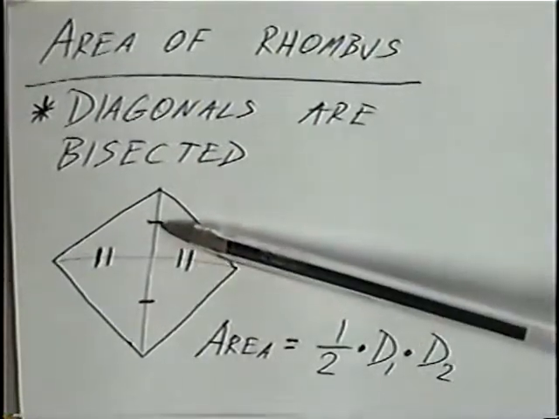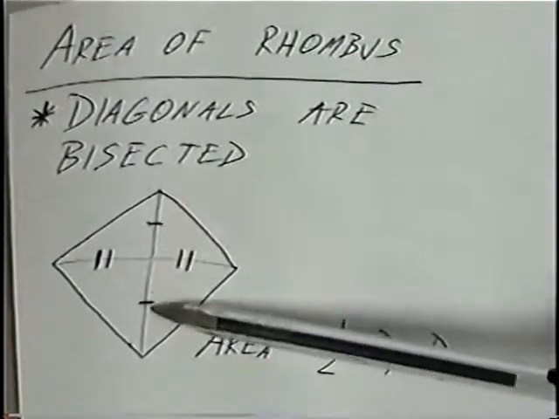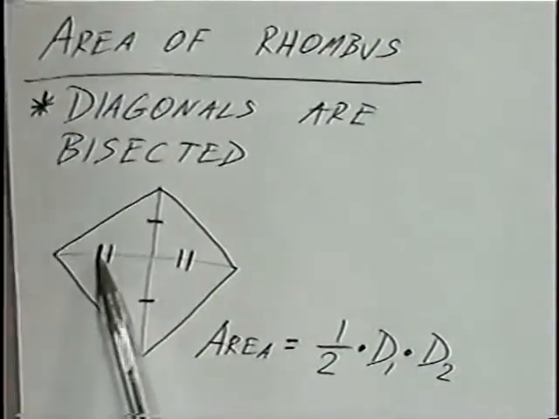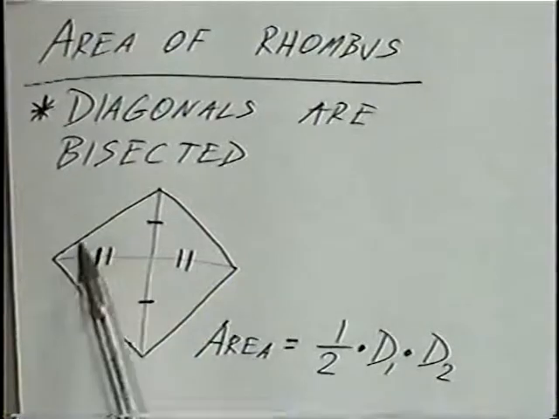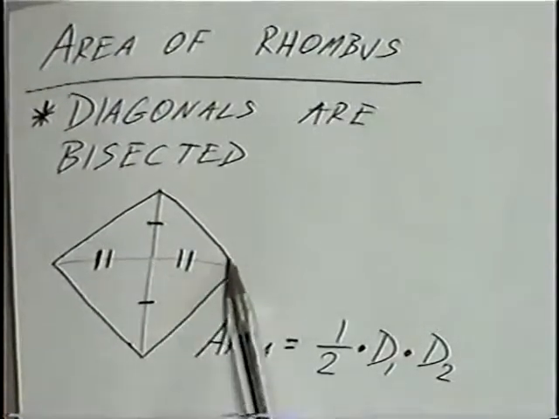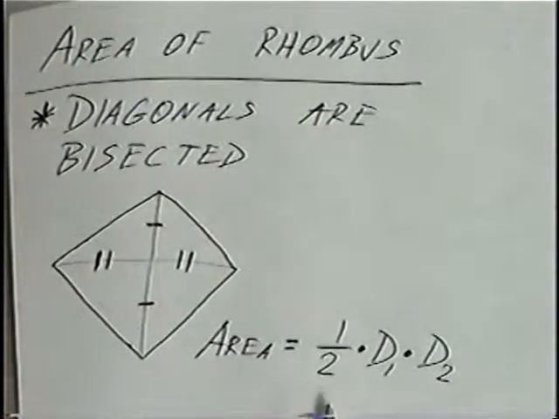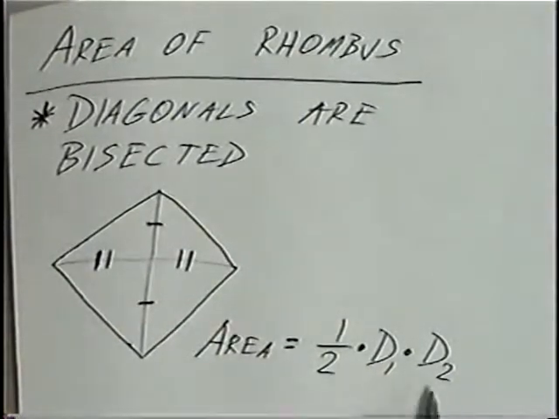In geometry, if you have the same hash marks, that means those sides are equal or congruent. And the other diagonal, which has two hash marks on both sides, means the left-hand side is equal or the same as the right-hand side. The area of the rhombus is the same formula, 1/2 times the length of each diagonal.